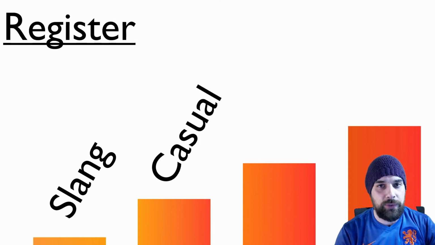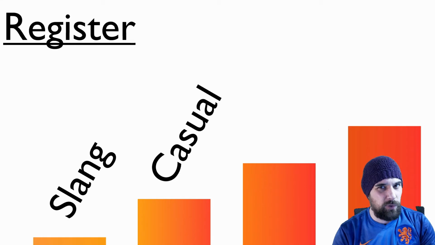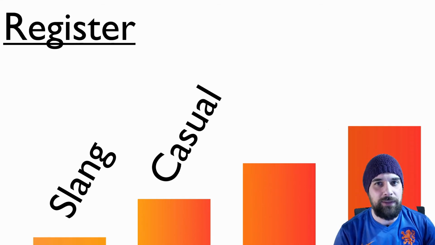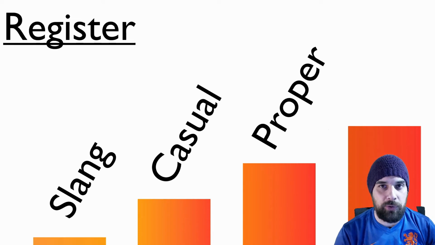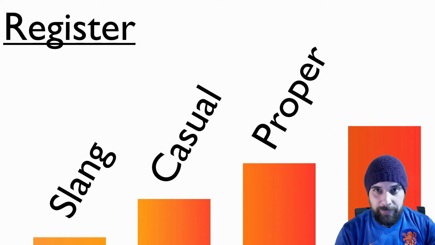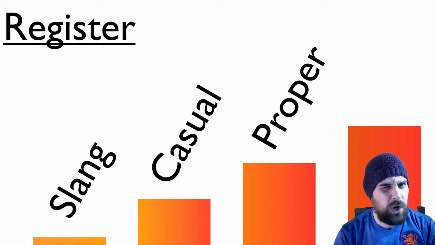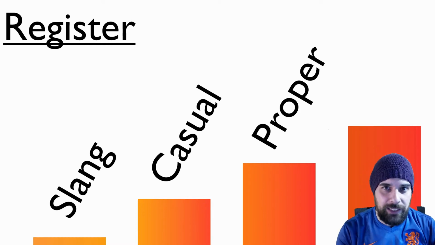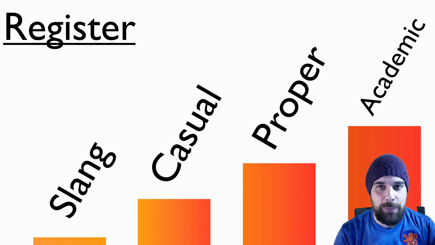The next register is casual. This is how you speak with your friends probably most often. It's not necessarily poor grammar, but it's not really great grammar. It's really just, average people speak like this, right? After that, you have something like proper grammar, where people are starting to sound a little bit snooty, but you can still have a conversation with them, right? And the register that you guys need to get to in your writing is an academic register.